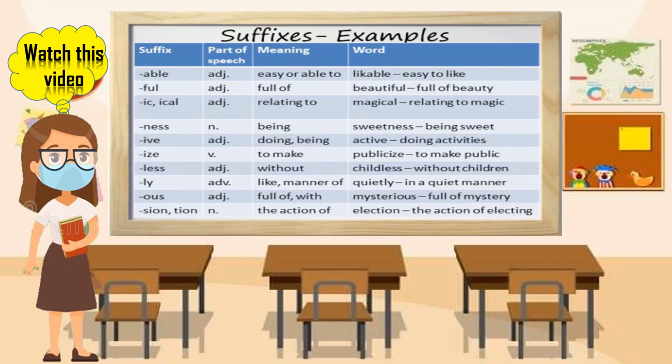The suffix "ous" forms an adjective and means full of or with. So, for example, the word mysterious means full of mystery. The suffixes sion and tion, both pronounced shun, form nouns. The meaning of these suffixes is the action of. So, for example, in the word election, the suffixes give it the meaning the action of electing.